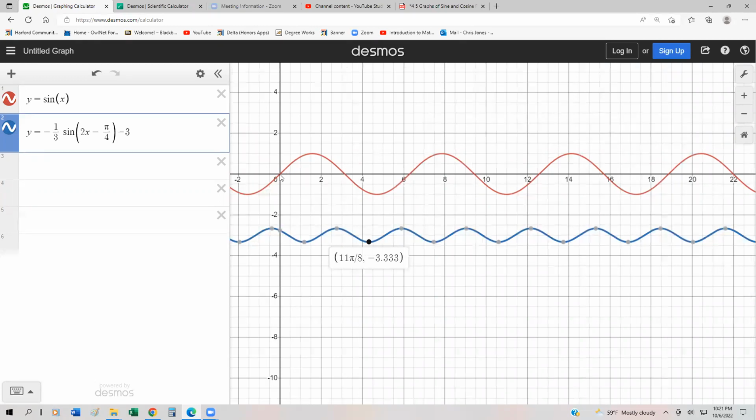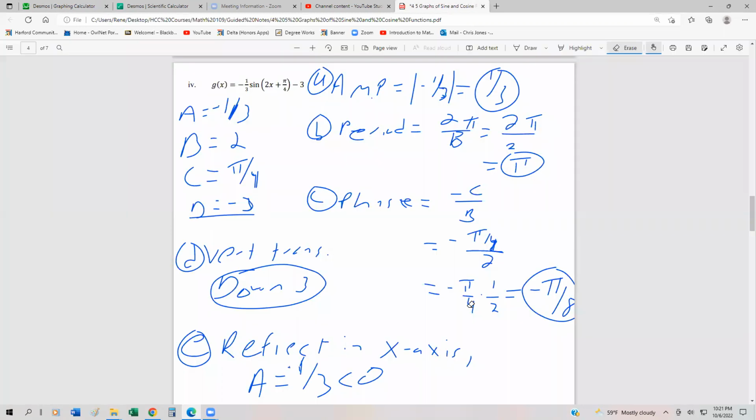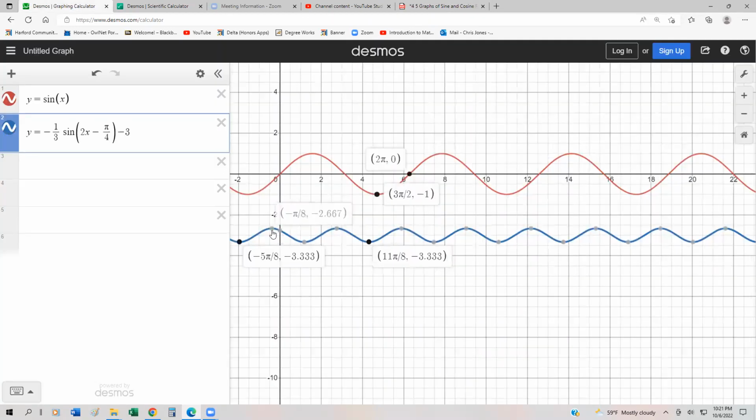Whereas over here, the period goes through, and remember it's 2 pi. This goes through pretty quickly; the period's only pi. Also notice that we have a little bit of a phase shift. Usually this would be the lowest point, but remember, if you look back over here, we have a negative pi eighths, so it actually got shifted just a little bit to the left, and then it also got reflected. So this point would usually be the lowest point, but it's actually the highest point now because of the reflection in the x-axis.